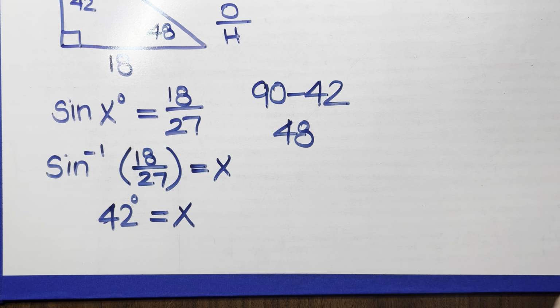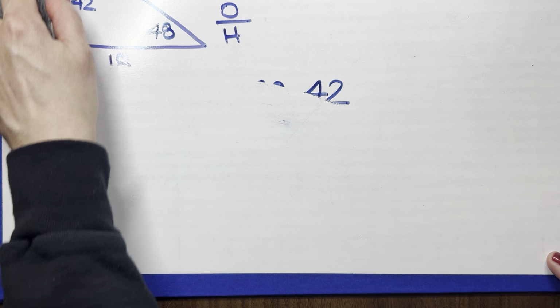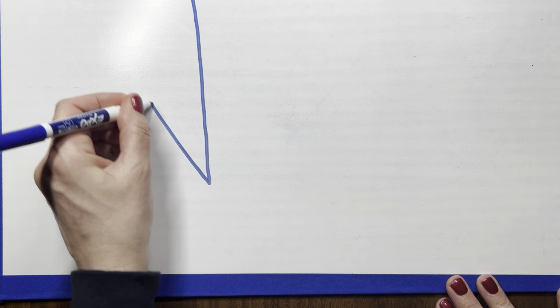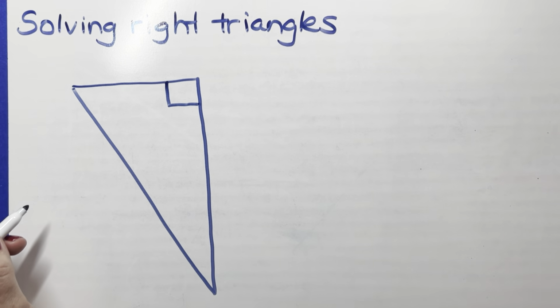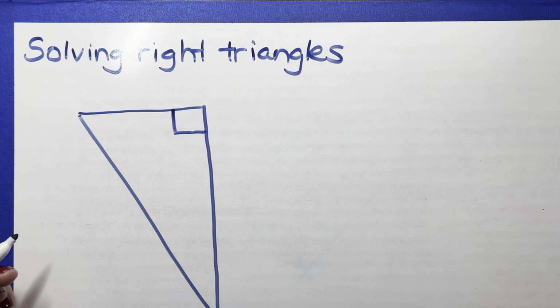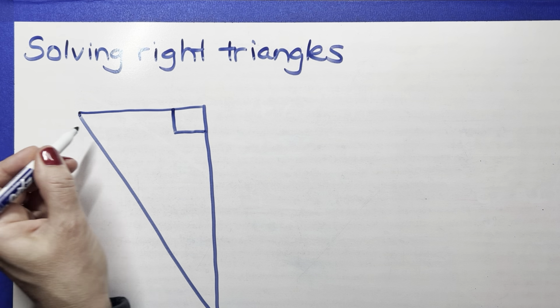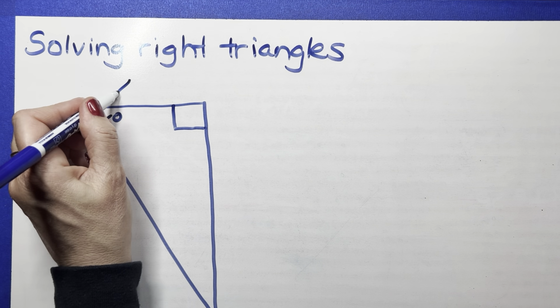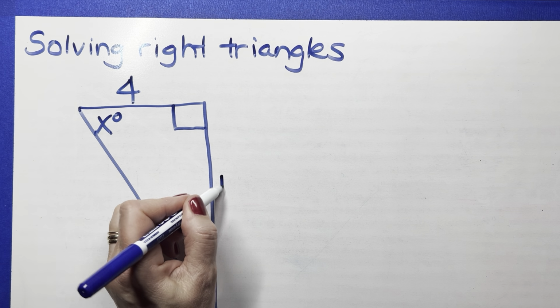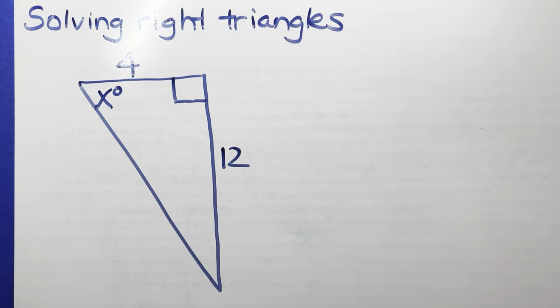So let's do one more like this, where we're finding the angle and all we have are some sides. Remember that your triangles sometimes will be oriented differently, so you can draw it on your paper and then just turn your paper around. In this problem, here's the angle that we're going to find. I have this side as 4 and this side as 12.